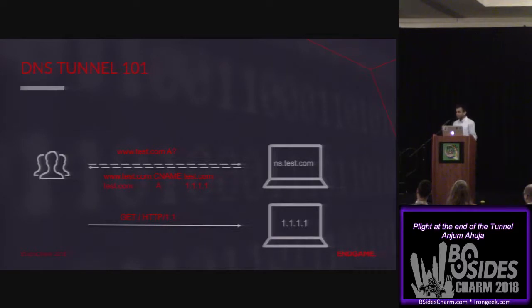So what is a DNS tunnel? Let's take this toy example. Imagine browsing to www.test.com. Your browser would make a DNS query for an A record for www.test.com, and over a recursive DNS query, you would end up talking to the name server for test.com, which would inform you that www.test.com is an alias for test.com, and that's the IP address it resolves to, and that's the end of the DNS transaction. At that point, the browser goes on, makes its own IP connection to the IP, and that's it.